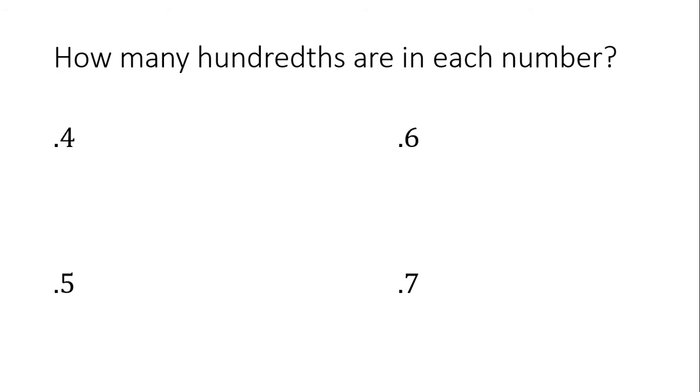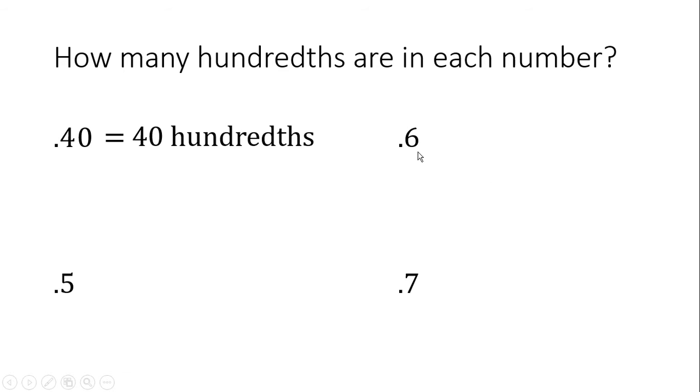Now, we need to get to the point where we can compare tenths and hundredths. So, here's a question for you. How many hundredths are in each of these numbers? Well, one way that you could think about this is you can extend each of these numbers into the hundredths place. How would you do that? Just stick in a 0. Why? Because this means 4 tenths. 0.40 means 4 tenths and 0 hundredths. But it also means 40 hundredths. And now you know the answer, right? There are 40 hundredths in this number.